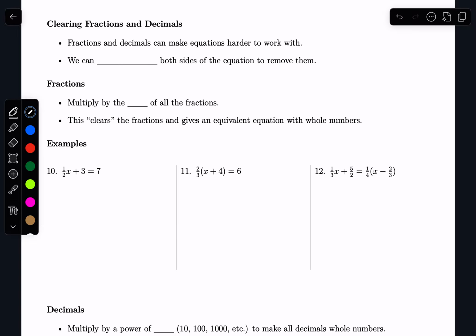So let's go ahead and go through these bullet points, and then I'll explain a little bit more of what I mean here. So at the top here, clearing fractions and decimals. Fractions and decimals can make equations harder to work with. We can multiply both sides of the equation to remove those fractions and decimals. So we can multiply the entire equation, both sides of it, using the distributive property to get rid of those decimals and fractions. For fractions specifically, we're going to multiply by the lowest common denominator, the LCD, of all the fractions. Where remember the lowest common denominator, the LCD, is the least common multiple, which is the LCM, of all the denominators.